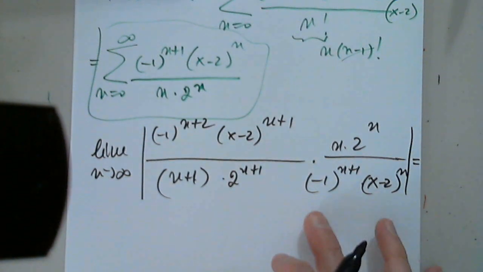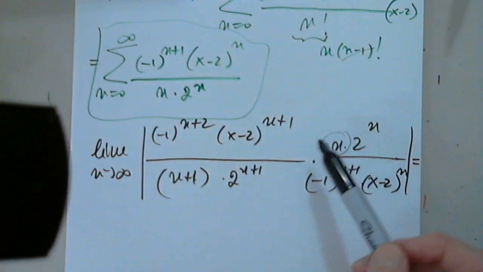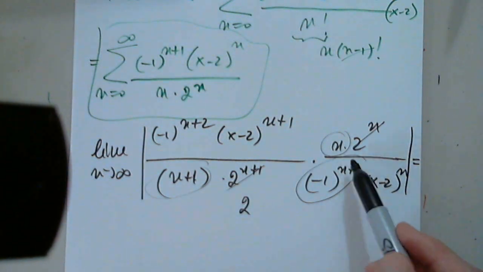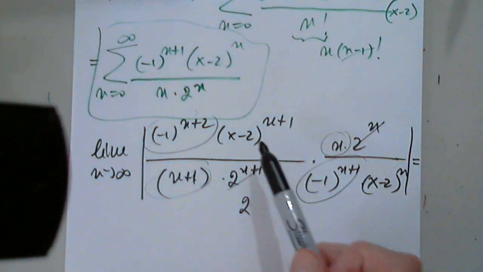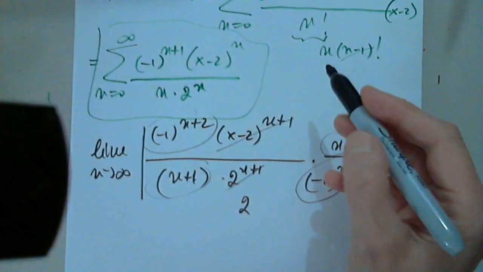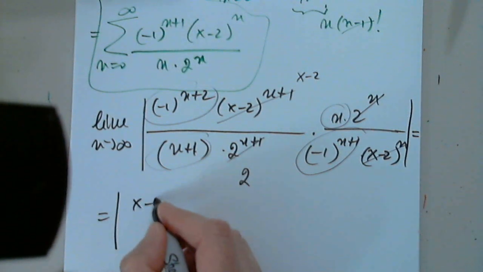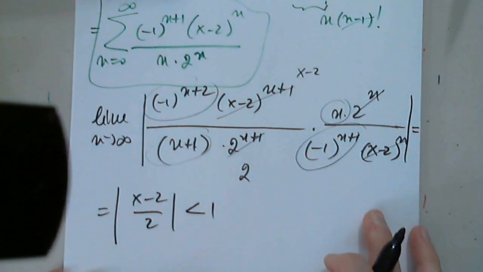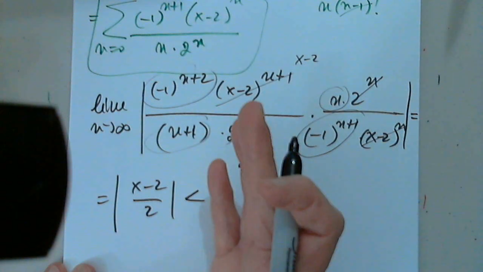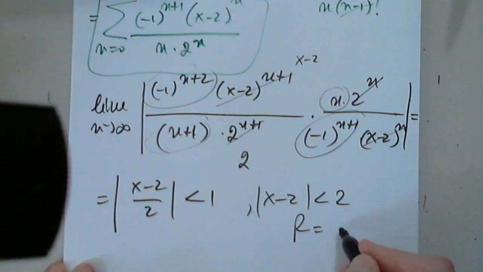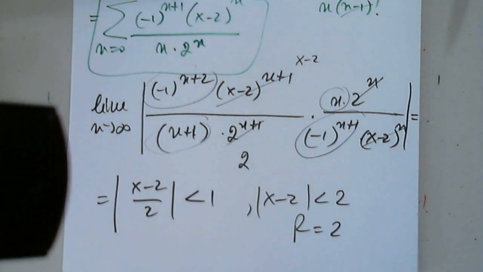Okay, so let's see what goes away. This limit will be 1. We have a 2 left here. The negative sign will go away, it's the absolute value anyway. And from here, we have in the numerator an x minus 2. So the answer will be the absolute value of x minus 2, over 2, which by the ratio test has to be less than 1 for the series to converge. So then we have x minus 2 in absolute value less than 2, which guarantees the radius of convergence to be 2. Second half in the second video. Thank you.